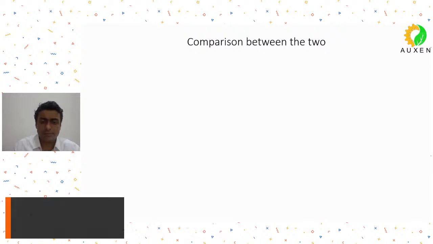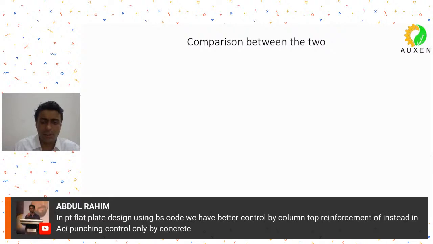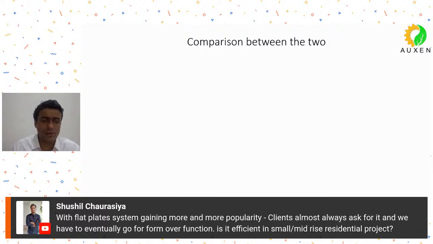Mr. Chinmay was saying that he thinks pure flat slab is not good for large spans. Mr. Vikas is saying if load is more, then drop is suitable. Engineer Abdul Rahim is saying in PT flat plate design using BS British standards, we have better control by column top reinforcement, whereas in ACI, punching control is only by concrete. Okay, so he's talking about the two codes right now.